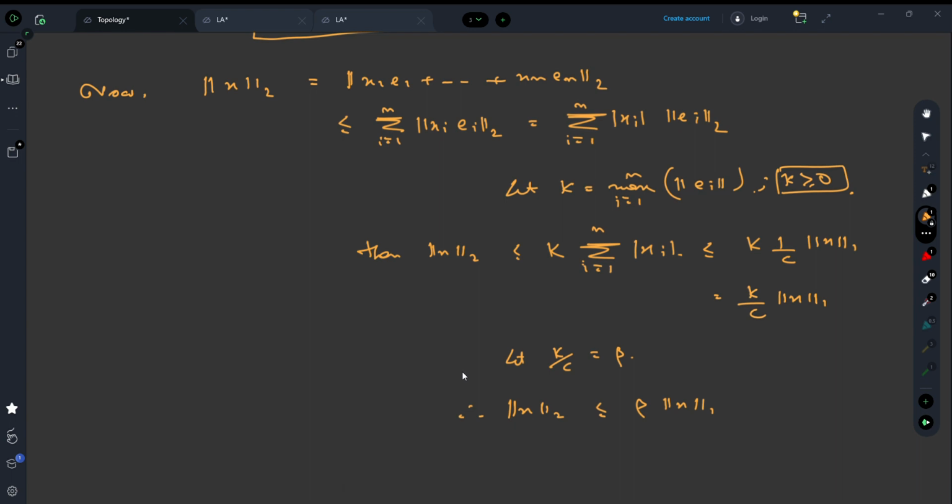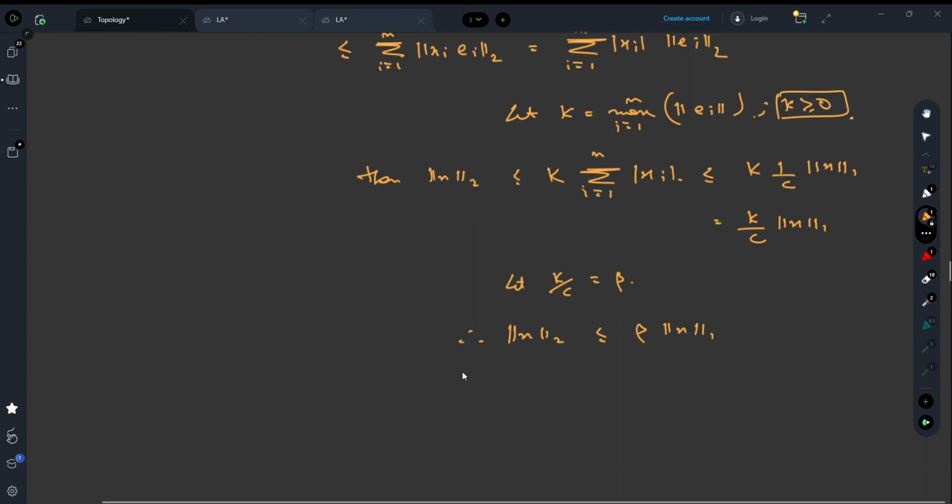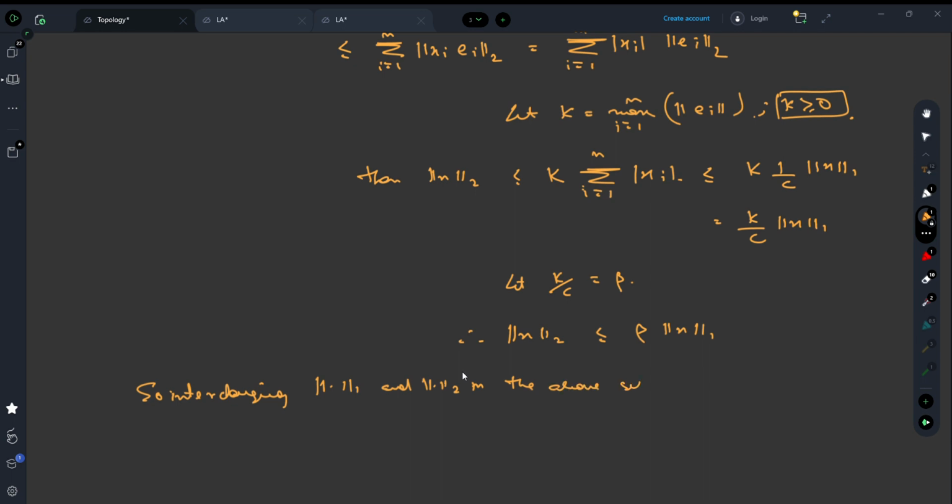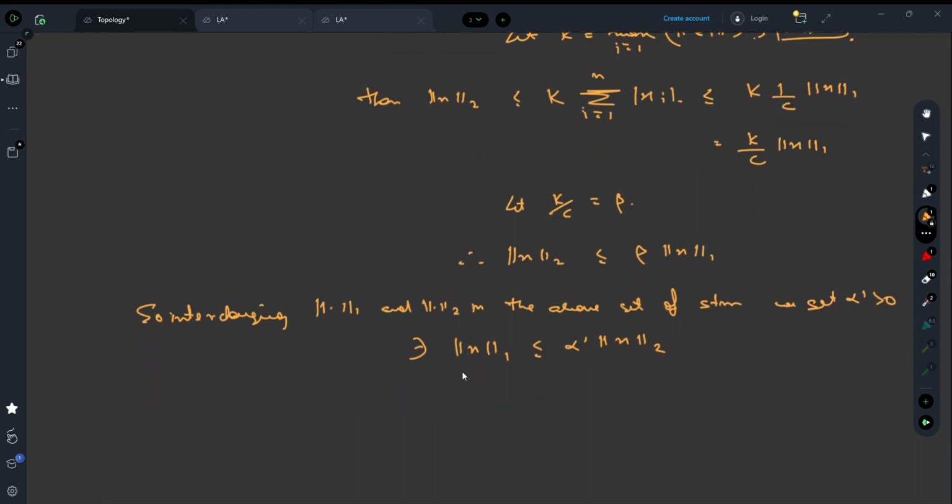Now, obviously, whatever steps we had here, we could have interchanged the roles of norm 1 and norm 2. Whatever we did here was without loss of generality. So interchanging norm 1 and norm 2 in the above set of statements, we obviously get some alpha dash greater than 0, such that norm 1 of x is less than or equal to alpha dash times norm 2 of x.